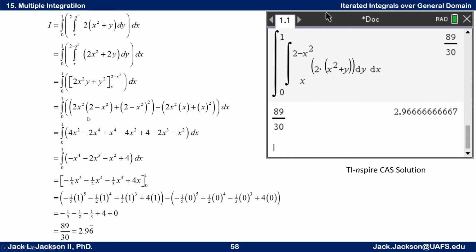Alright, now let's just do a little algebra here. I'm going to distribute here. 2x squared times 2 is 4x squared. 2x squared times minus x squared is minus 2x to the fourth. I'm going to square this out. Square the first, you get 4, that's here. Square this is positive x to the fourth, that's here. Multiply and double for the middle term, and you get minus 4x squared there.